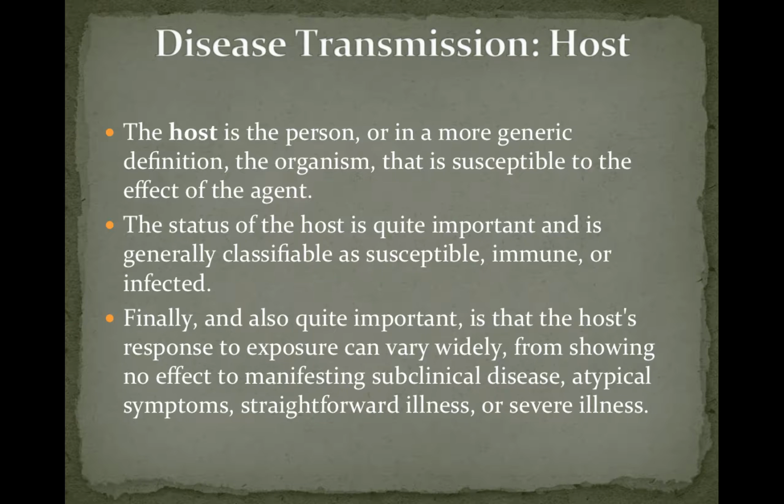We know that there are outbreaks of things like polio and measles, especially in communities like the Amish, where they don't like to vaccinate. So a lot of these people are susceptible, and the people that have been vaccinated are immune. Again, the host response to exposure can vary widely. It depends on genetics, on how strong their diet is, and on a whole variety of reasons.